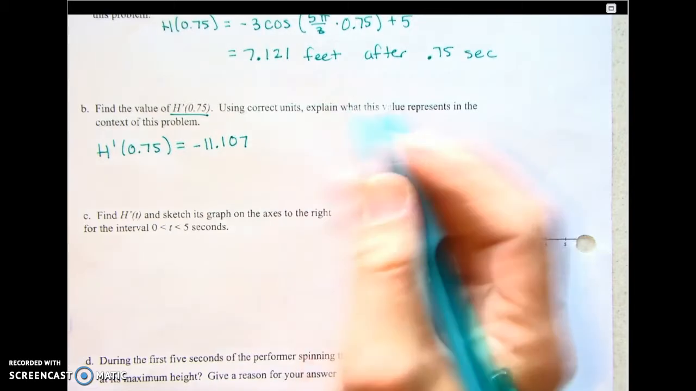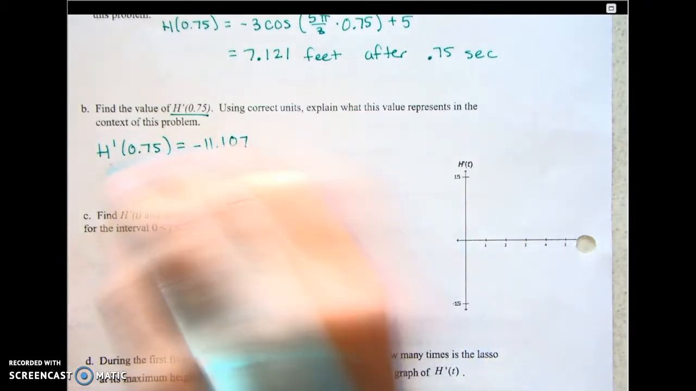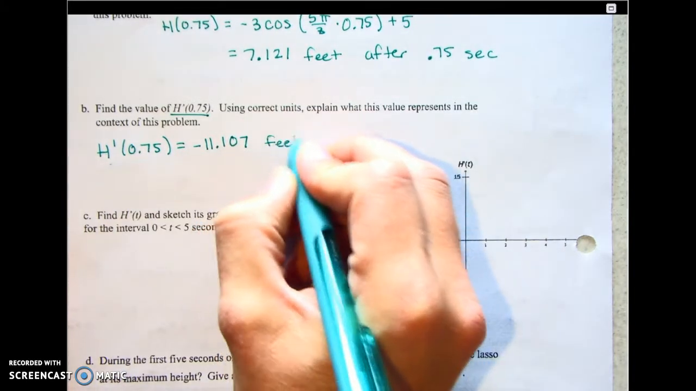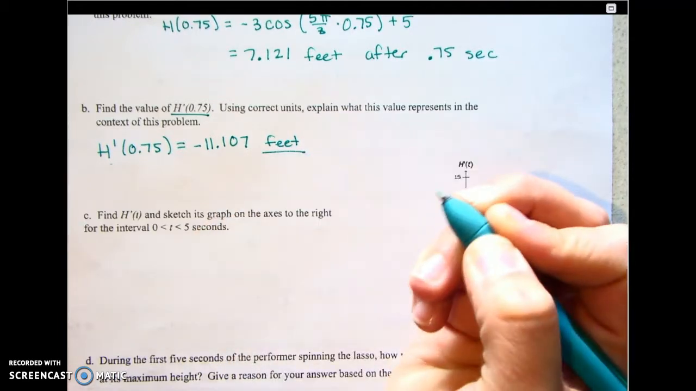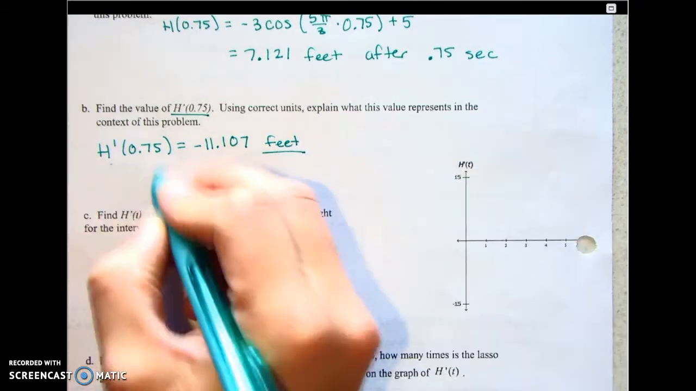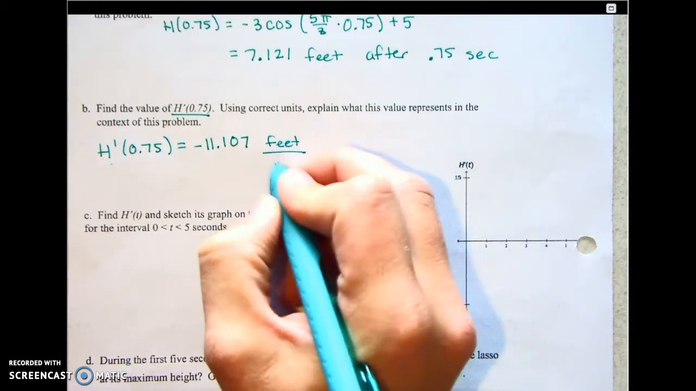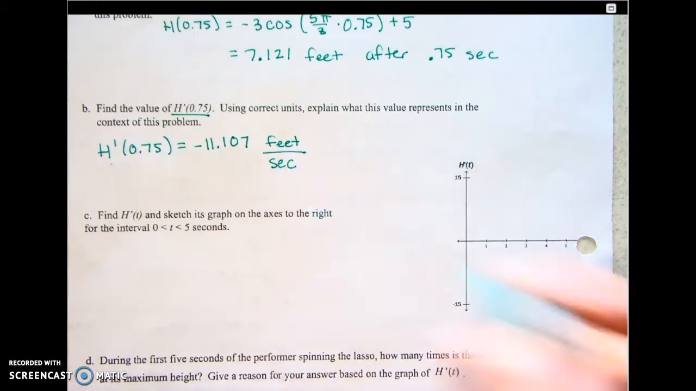Okay. What are the correct units? Well, the correct units are the units of h, which is feet, divided by the units of your variable here, which is t, and that's in seconds. So feet per second. Using the correct units, explain what this value represents in the context of the problem.